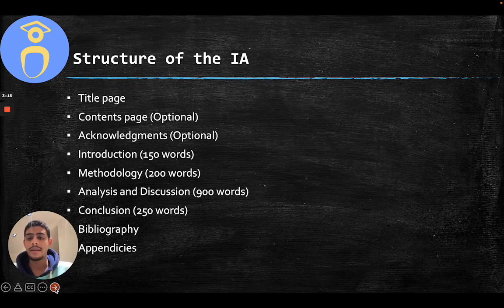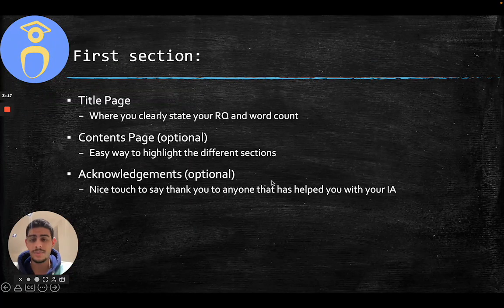So for the first section, this includes the title page, and this is a section where you clearly state the research question and the word count of your IA. It's the same for any IA that you have, very basic, very easy to do.